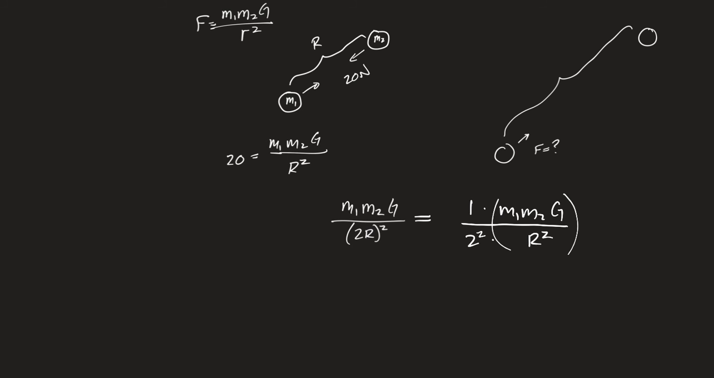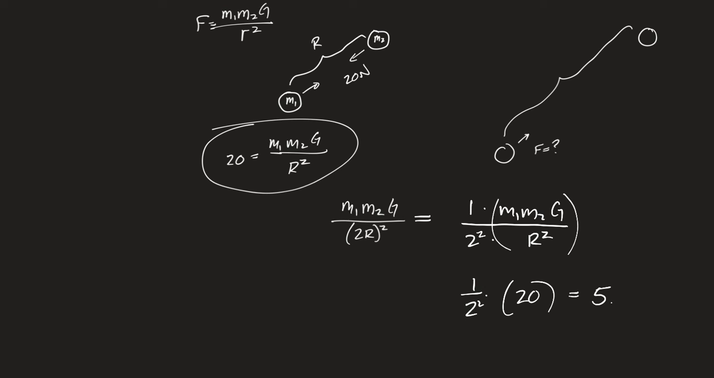What you get for the letters should be what you got when you started. The letters should equal what you had at the beginning. So I will replace the letters with the value we had at the start, 20. And now the answer is 20 divided by 4, or 5 newtons. The new force is 5 newtons.